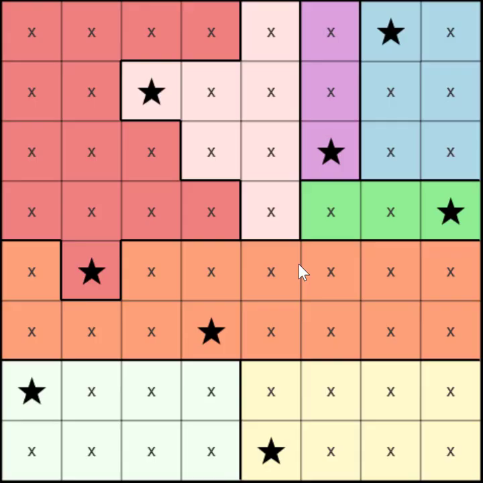Okay, there we have it. We've solved the first puzzle. And I hope it's demonstrated to you a few of the techniques you can use to solve these types of puzzles. Well, have fun solving them.